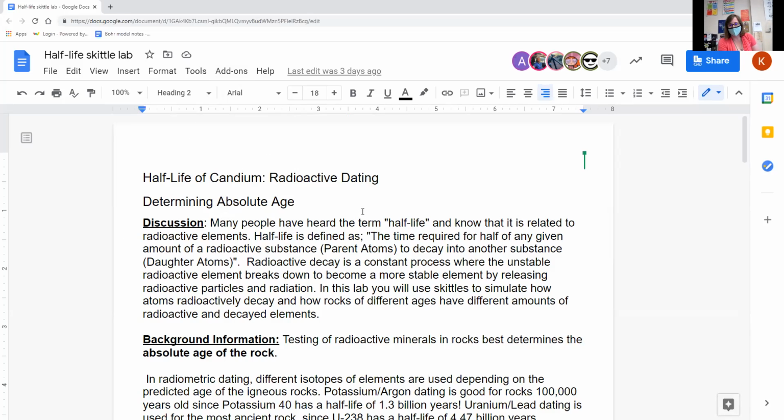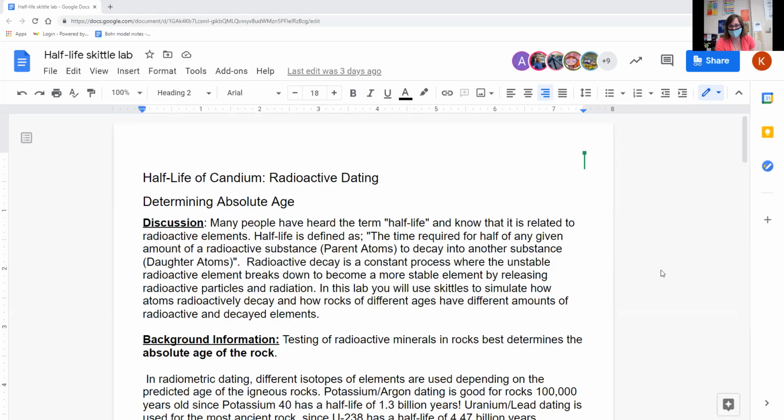Many people have heard the term half-life and know that it is related to radioactive elements. Half-life is defined as the time required for half of any given amount of a radioactive substance, which are the parent atoms, to decay into another substance, which we call the daughter atoms. Radioactive decay is a constant process where the unstable radioactive element breaks down to become a more stable element by releasing radioactive particles and radiation. In this lab, you will use Skittles to simulate how atoms radioactively decay and how rocks of different ages have different amounts of radioactive elements.